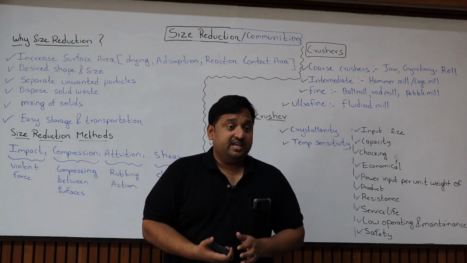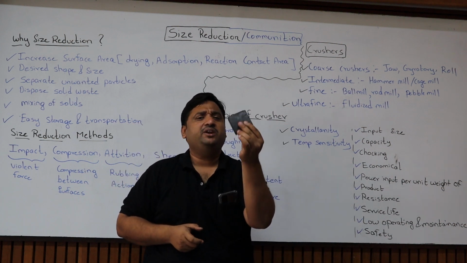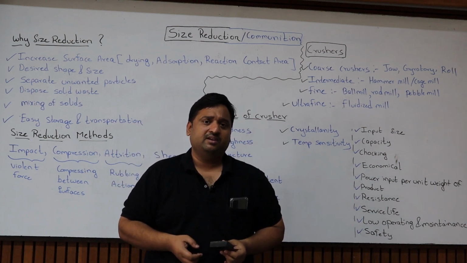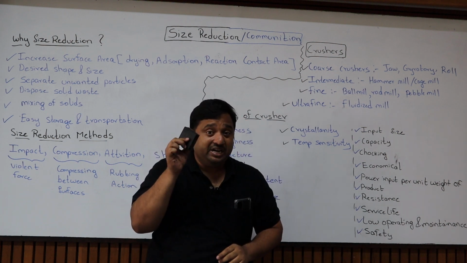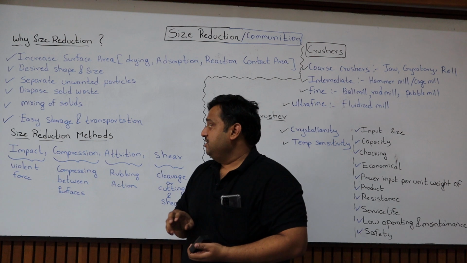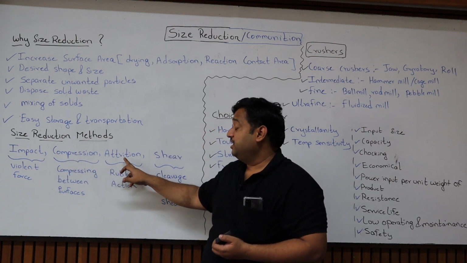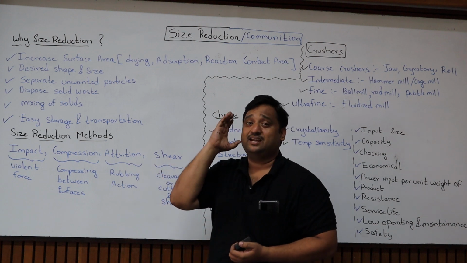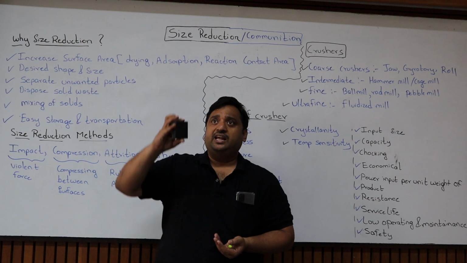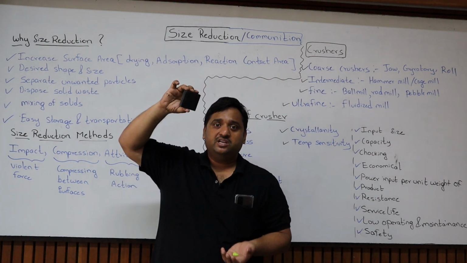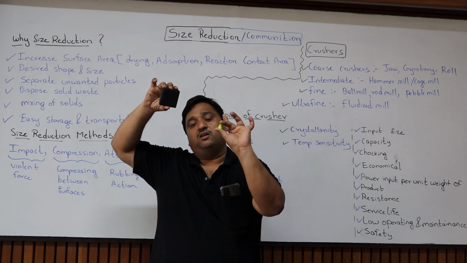The other thing is, as we are talking about size reduction, how are you going to reduce the size of any particle? There are four primary forces that are responsible for reducing the size of a particle. One is impact, second is compression, third is attrition, fourth is shear. What is impact, in a very general sense? I have a heavier object, I have a particle, and I want to make this particle even smaller.